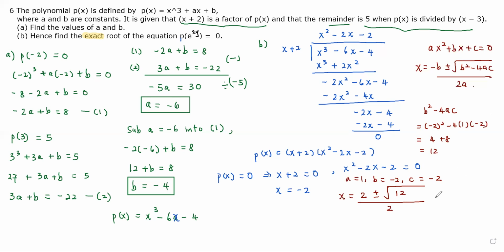But square root of 12 is 2 root 3. Then x here is 1 plus or minus root 3. Okay, square root of 12 is square root of 4 times 3. Square root of 4 is 2. We have this as the root, and we need to solve the equation p of e to the 2y equals 0.